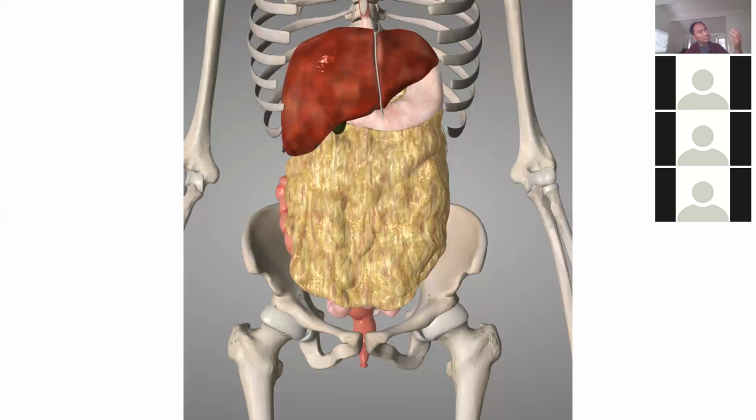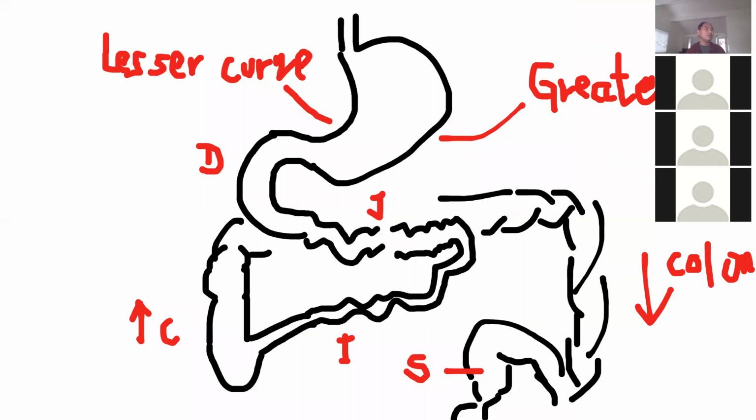If we just lift up the omentum, it is a really big, flat sheet of fatty tissue. So it is big. So we'll say, hey, it's a greater omentum. Because it is big, it's greater omentum. We have to lift it up to see all the intestinal structures.